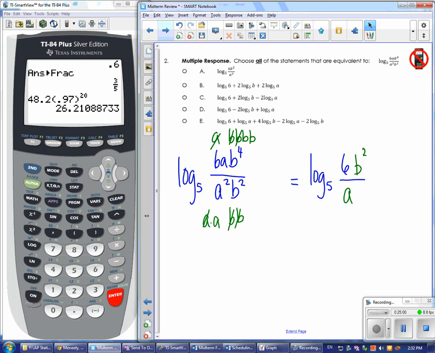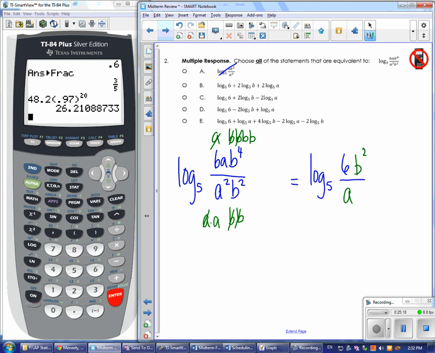All right, so I can tell right away that letter choice A is not correct because I shouldn't have an a squared on the bottom. So I know that's wrong, and I'm going to go ahead and cross that off. So now let's think about what my log rules should look like.